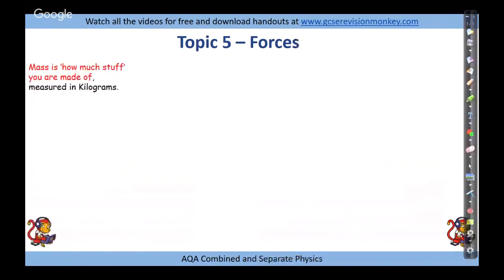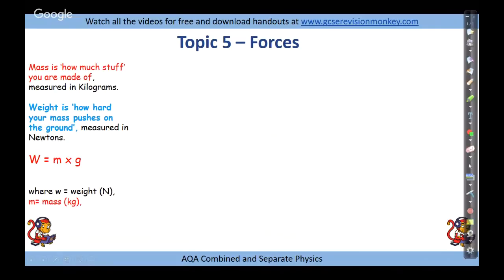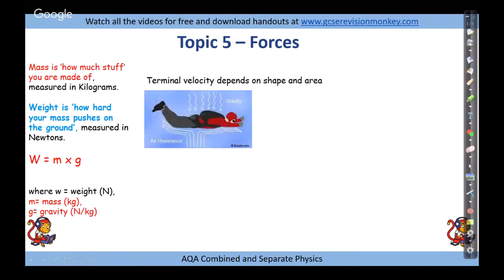Okay, so forces then continued. Mass is how much stuff you're made of. It's measured in kilograms. Weight is how hard your mass pushes on the ground, measured in newtons. Okay, so weight equals mass times gravity, where weight is measured in newtons, mass is measured in kilograms, gravity newtons per kilo.